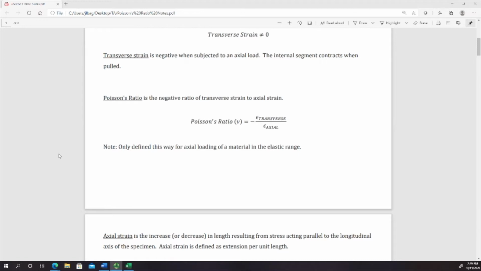So Poisson's ratio, which is what we're primarily looking at in this experiment, is the negative ratio of transverse strain to axial strain. So when we find our strain values using our strain gauges, we'll have that value for transverse strain and our axial strain, and then we'll use those two values in order to calculate our Poisson's ratio answer.